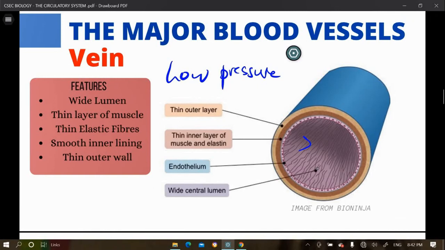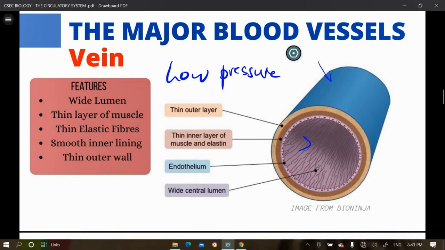And this makes sense because the wide lumen will allow more space for blood to flow, and it also accommodates the amount of blood, so high pressure wouldn't be necessary, if you get what I'm saying. It has thin muscle walls, thin elastic fibers, and of course a smooth inner lining, because a smooth inner lining reduces friction and therefore does not resist the flow of blood. And a thin outer wall.